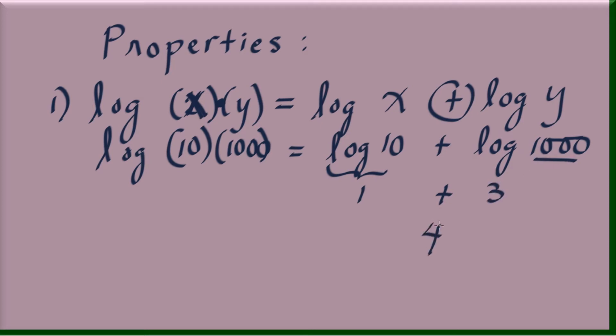So this is a 4. Will that be equal to, okay, what is this here? That's the logarithm of, okay, 10 times 1000 is 10,000. And then the logarithm of 10,000 is 4, okay? So that's correct.